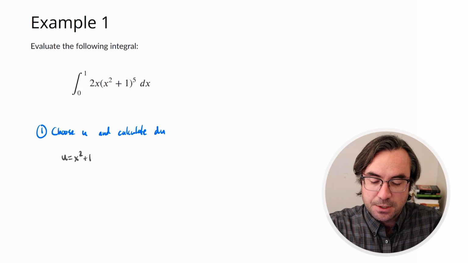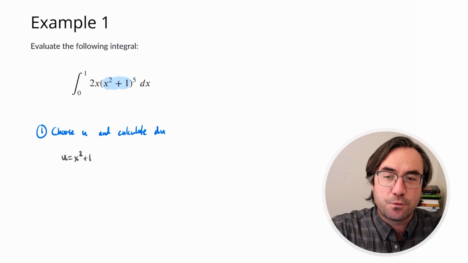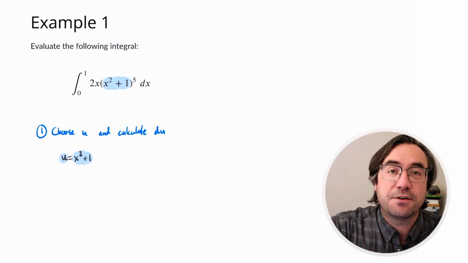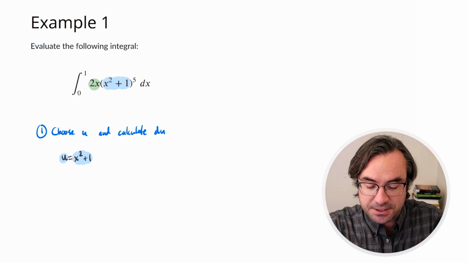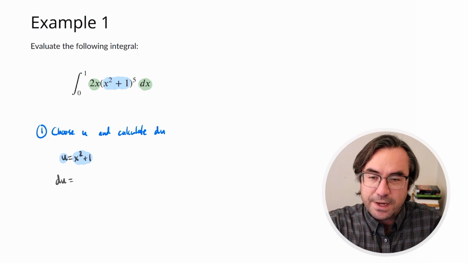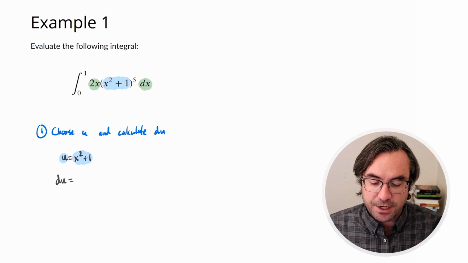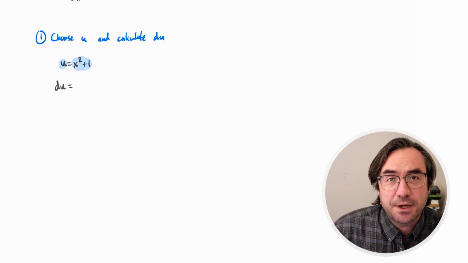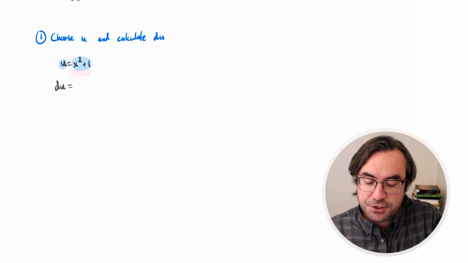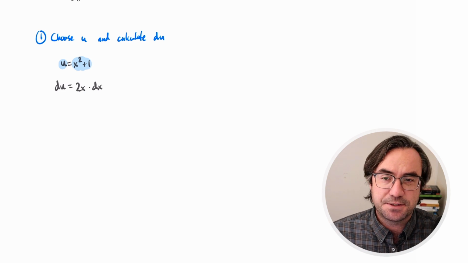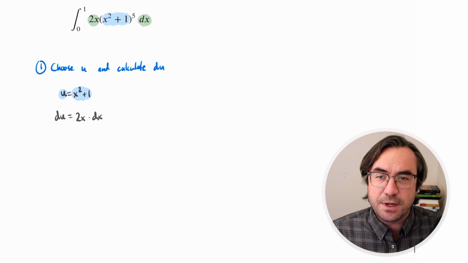Okay? So this x squared plus 1 here, we know we're going to switch that over to u. Then we want to look at all the other stuff that we have left over. So we have this 2x, and then we have this dx. We calculate our differential. So forget about the integral for a second, and just do the derivative of what you picked for u. So our derivative here is just going to be 2x, and then to get the differential, we multiply that by dx.